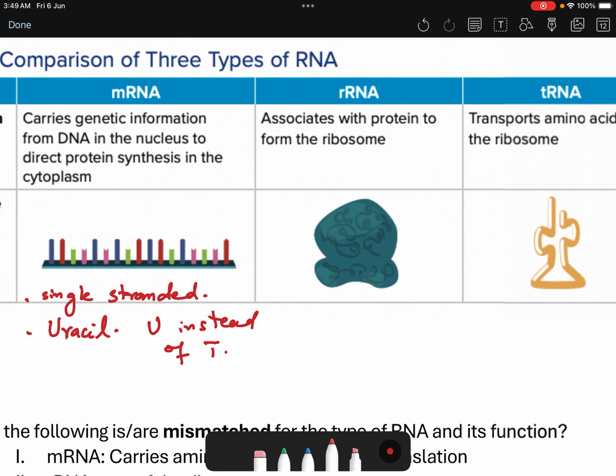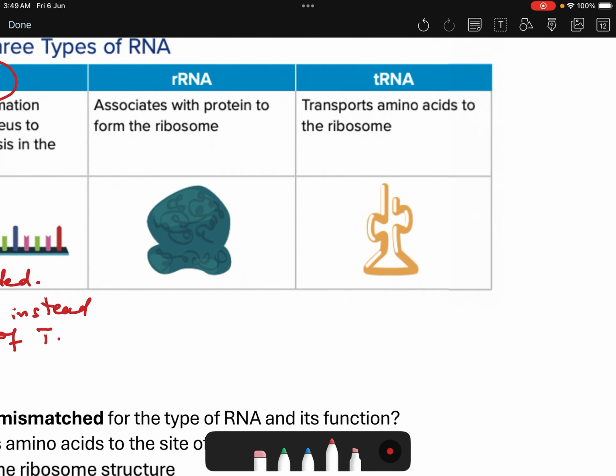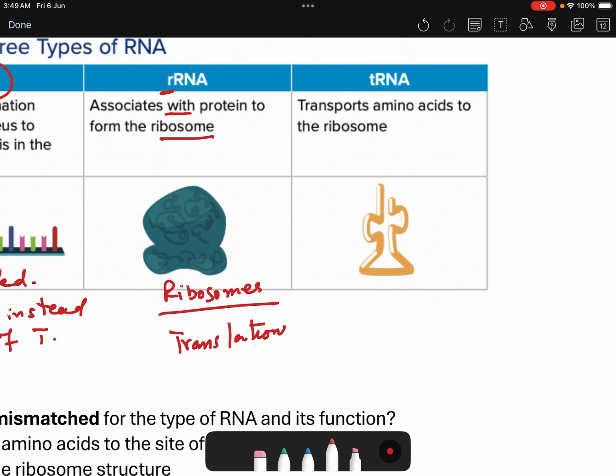This mRNA will go to the rRNAs. The rRNAs make ribosomes, and these are present in the cytoplasm as we said before, and the process of translation takes place over here. We studied this in the previous question, and rRNA are associated with protein to form the ribosomes. And the next one, the last one, is tRNA.